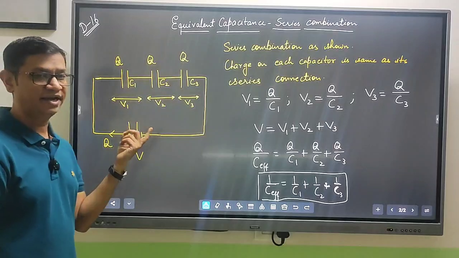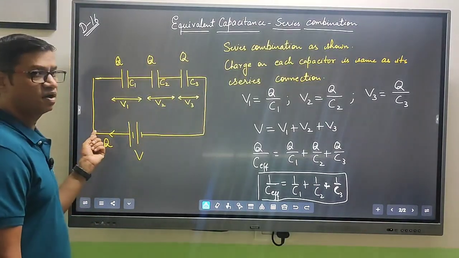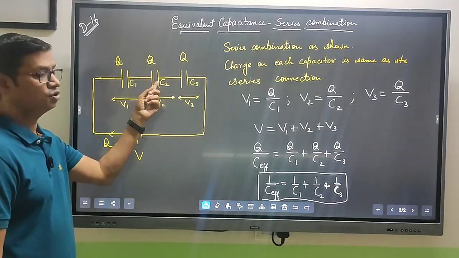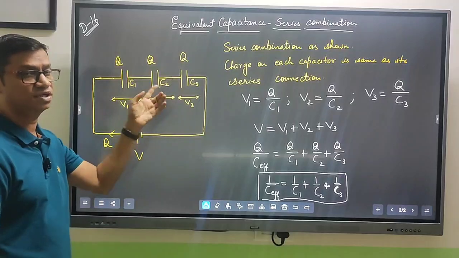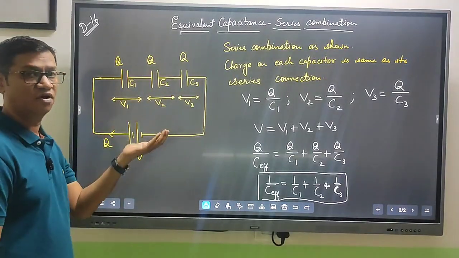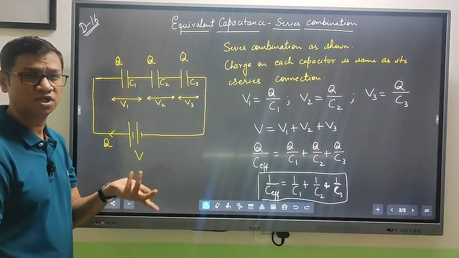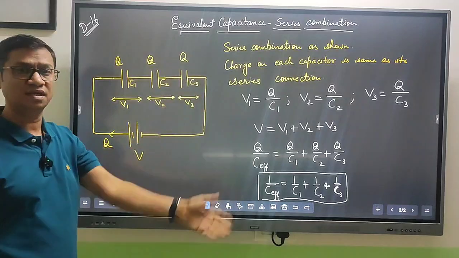The key concept here is, if there's a Q charge, let's say, coming out of this battery, right? This Q charge has to go here, the same charge has to go here, and the same charge has to go here, right? Because it's a series combination, so charge cannot change. We have learned in resistors that when they are connected in series, current is the same. Current is what? Charge flowing per unit time. So in series, the charge has to be the same.